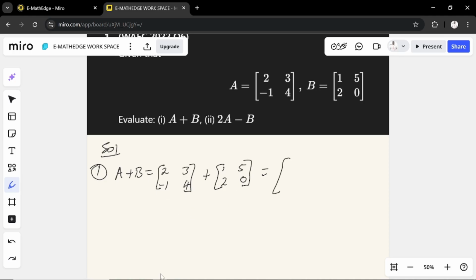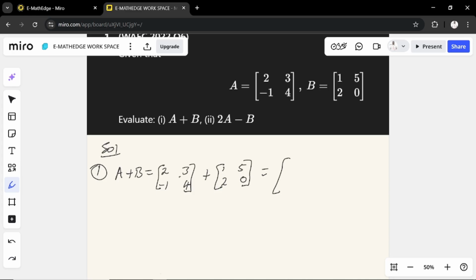Mind you, the first condition is you determine if the order or the size of the matrices are the same. This is a 2 by 2 matrix, and this is also a 2 by 2 matrix. So that is to say addition will work for this problem. What are the corresponding elements of matrix A and matrix B which we are going to add together? This element here is in matrix A, and it is the element in the first row and first column, right? While in the second matrix, this is the element in the first row and first column.